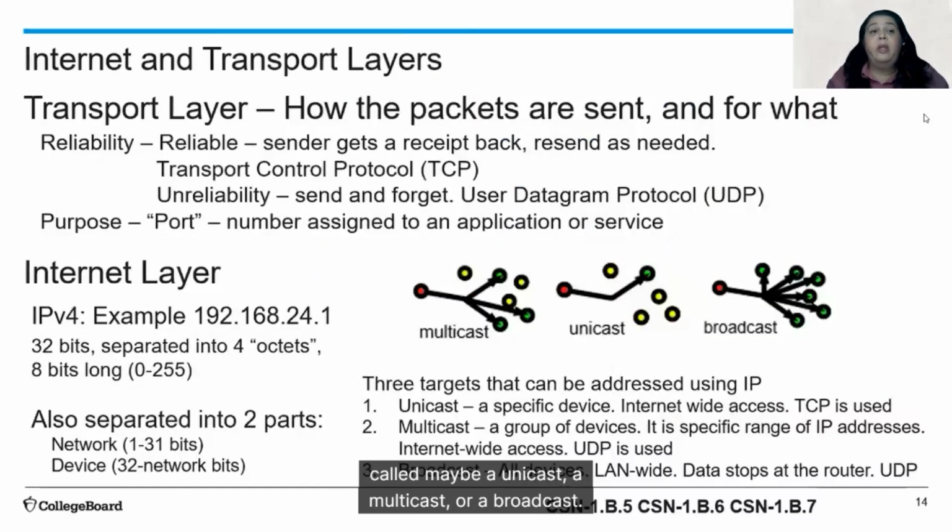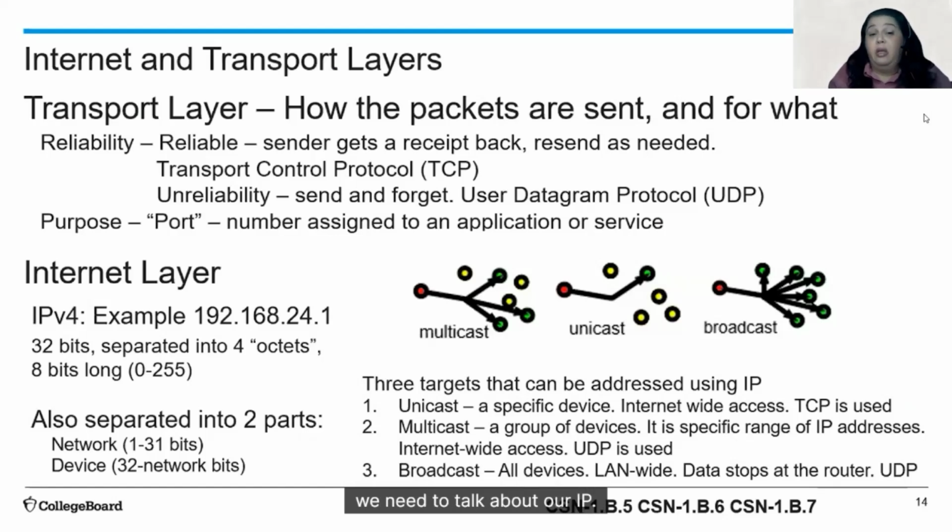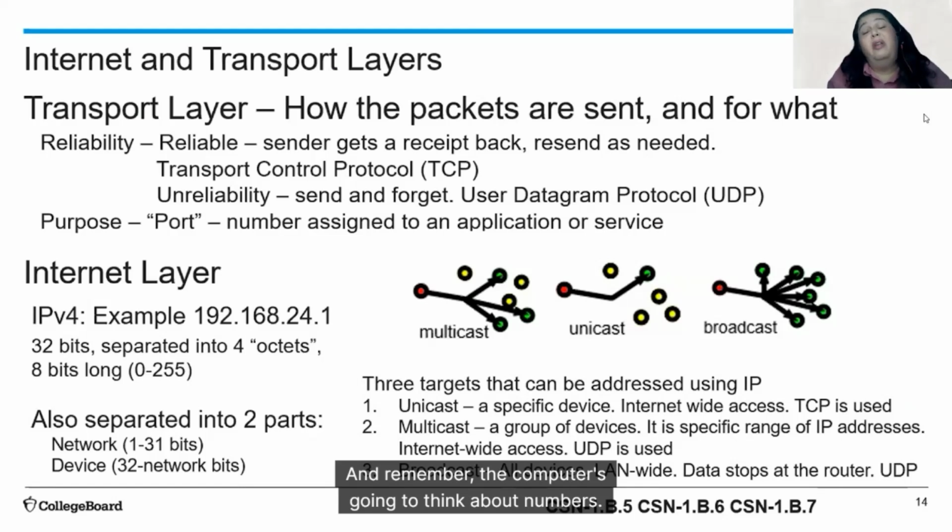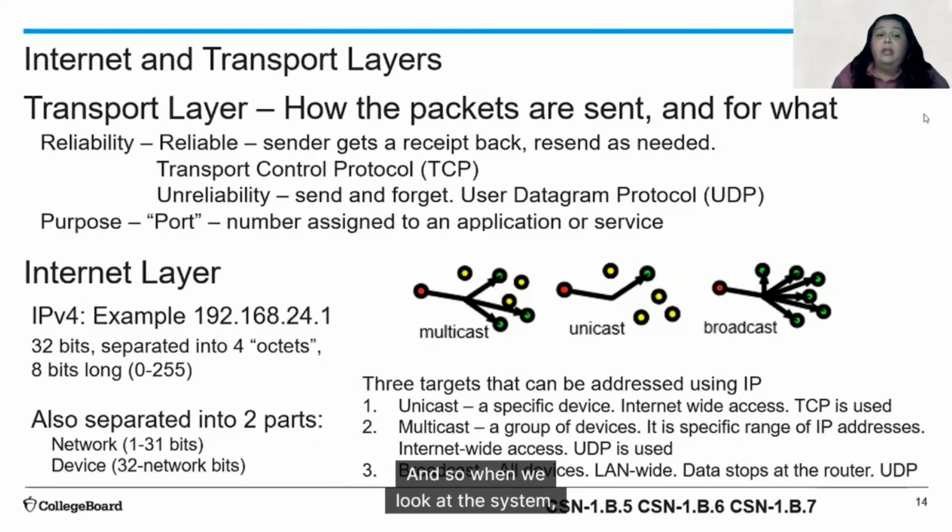Okay. So talking about the internet and transport layers a little bit more, when we hit this part, we need to talk about our IP, okay? Our IP is usually given to us as 32 bits in 4 octets. And remember, the computer thinks in numbers. Its way of communication truly is through bits, okay? So when we look at this system, we have to understand that we're sending an IP address that truly is a number system with these 4 octets, if we're in IPv4, all right?